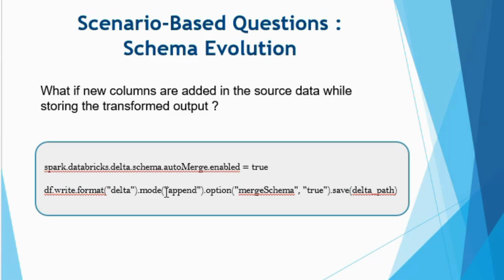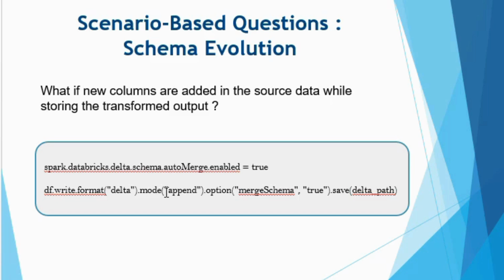So the next question they asked is mostly based on schema evolution. The question is: what if new columns are added in the source data while storing the transformed output? So what it means is, if we have an existing pipeline, they are trying to transform and save the changes as an output table.